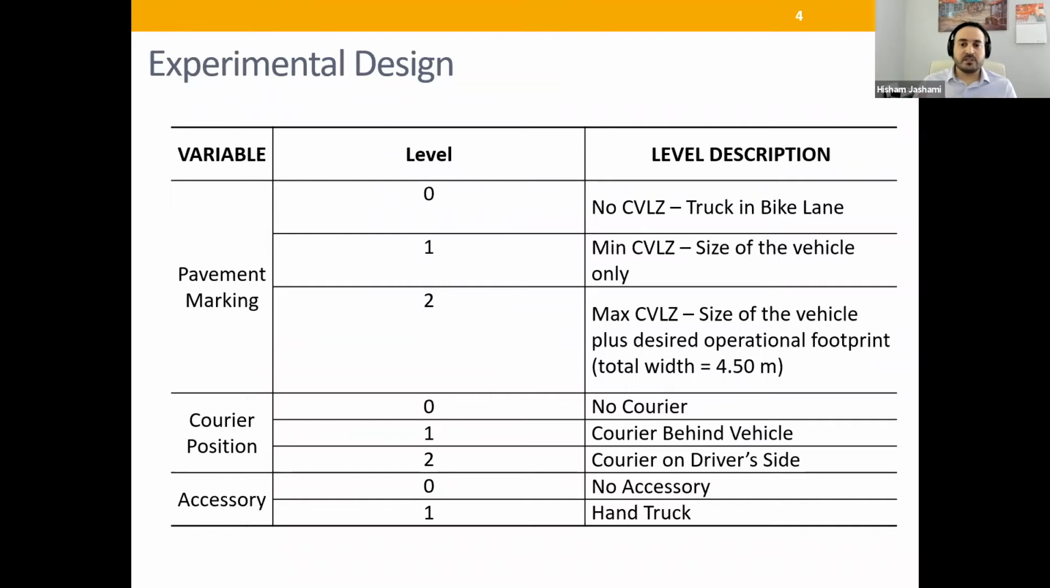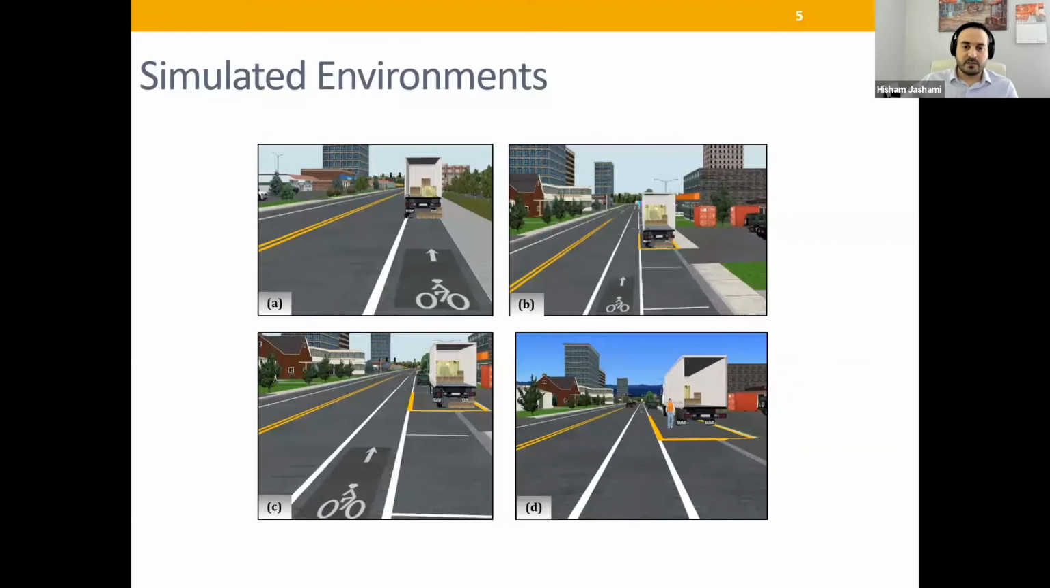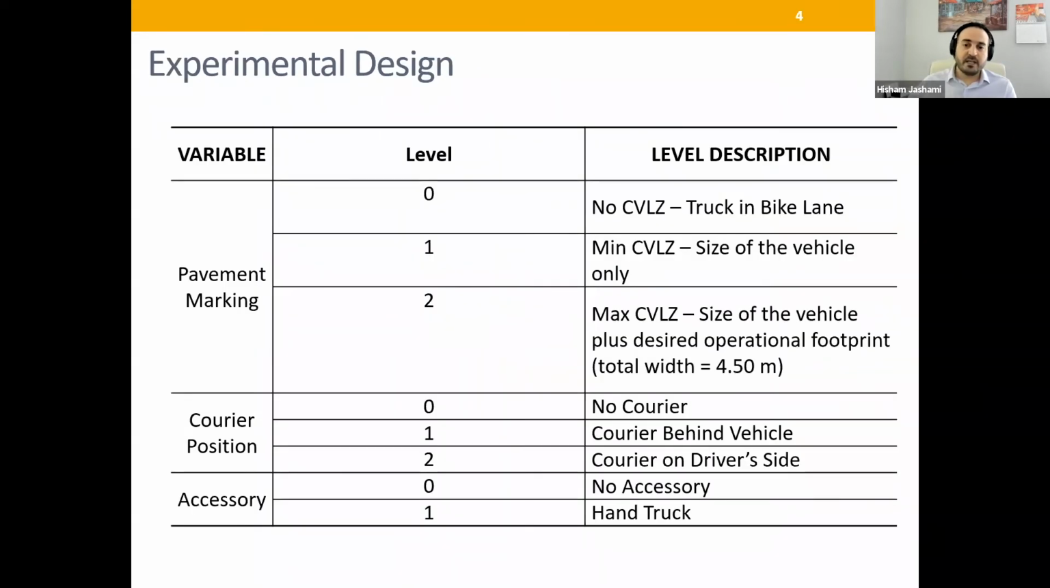The second variable is a driver position. So no courier at all, courier behind the vehicle, or on the side. So for example, here we have in A, B, and C, no courier. In D, we have the driver walking beside the truck. And for the example when the courier is behind the vehicle, this guy right there would be just standing behind the vehicle.